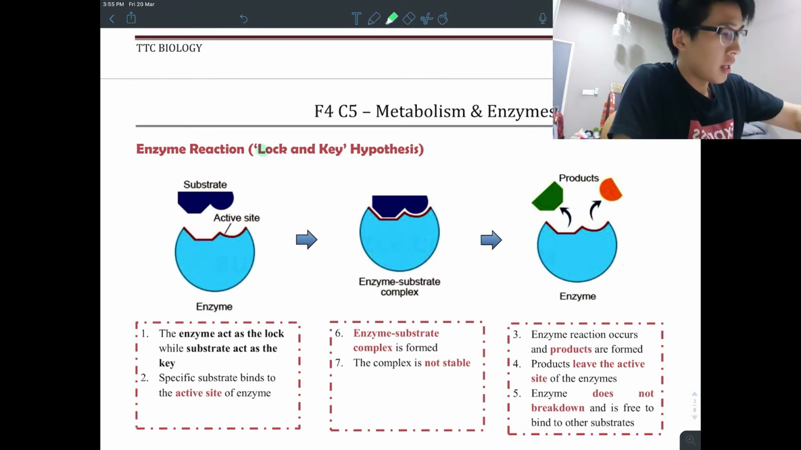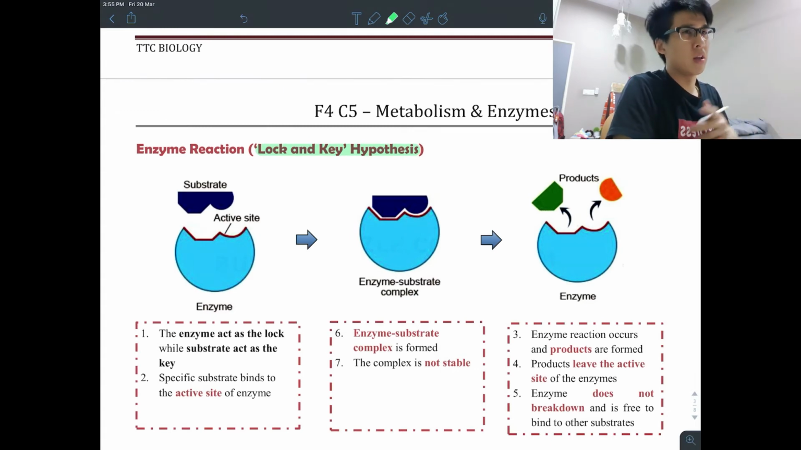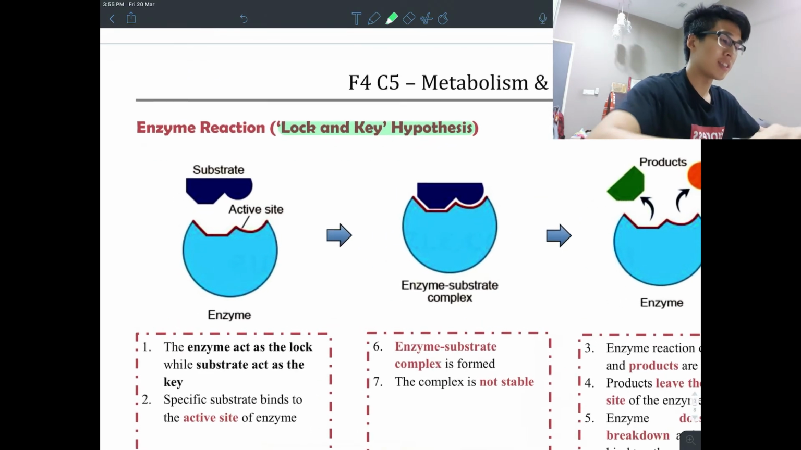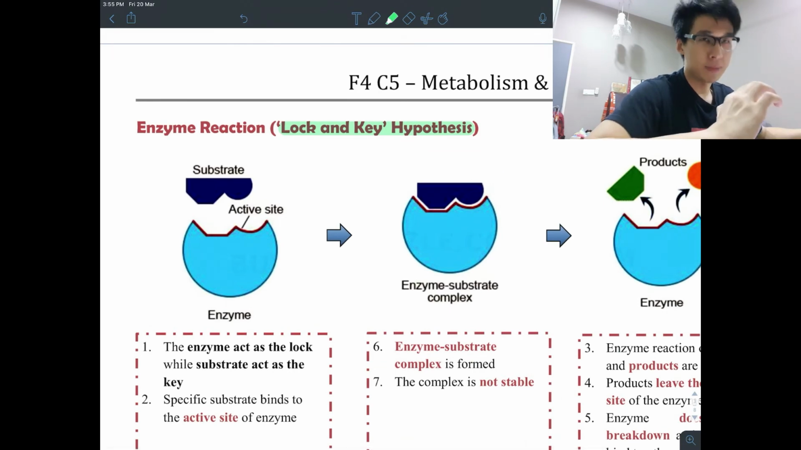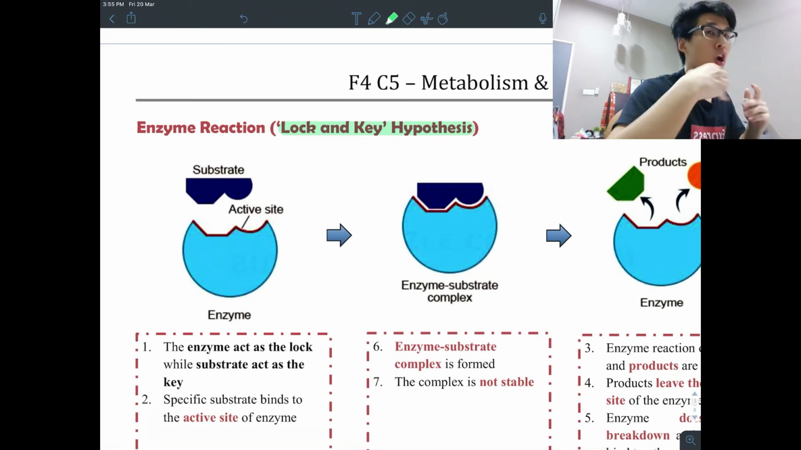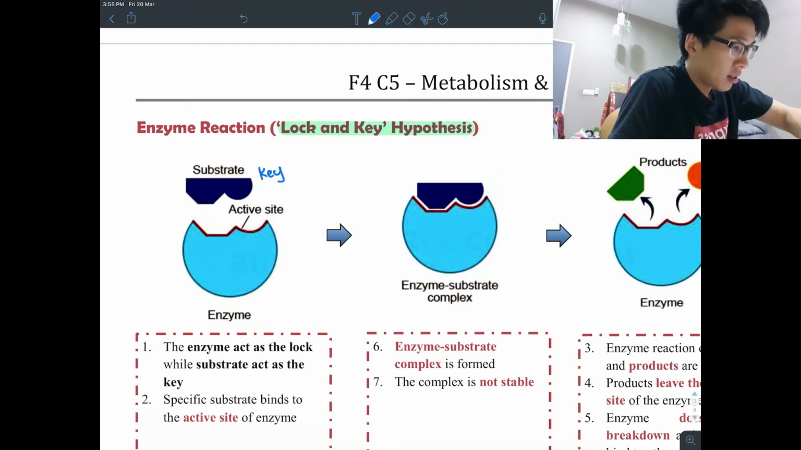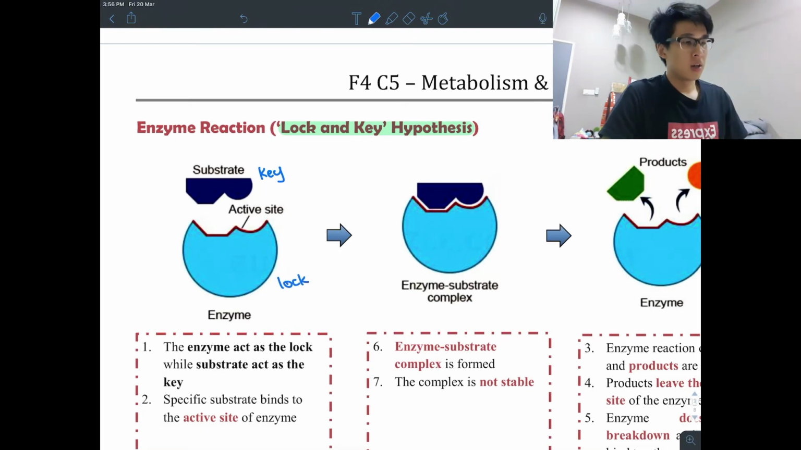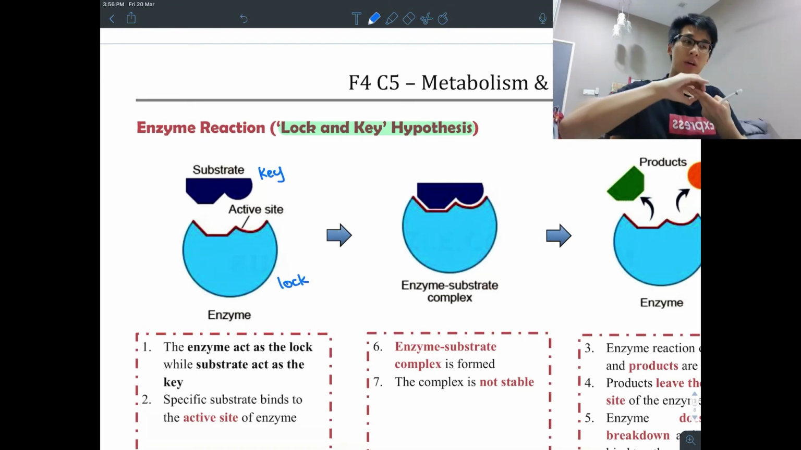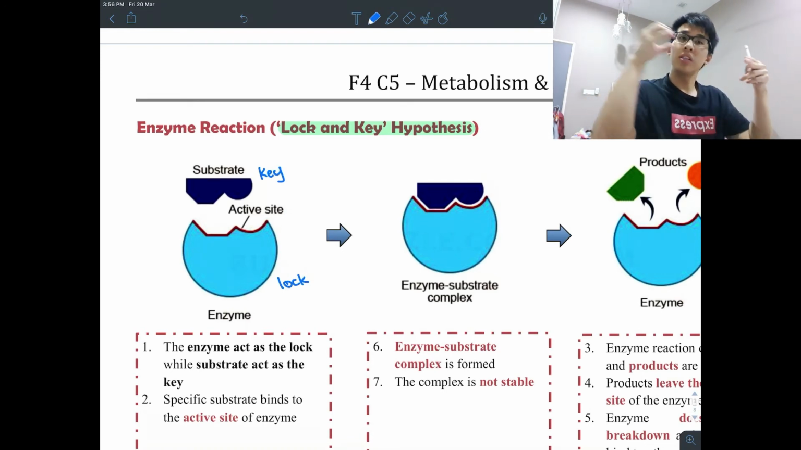Okay, now they also say here that enzyme reaction is the lock and key hypothesis. So why lock? And why key? So here, if you look at substrate and enzyme, it's actually just like a lock and a key, whereby your substrate acts as the key, enzyme acts as the lock. Because in real life, a key is used to put into a lock and open it. So here you can see substrate goes into enzyme.